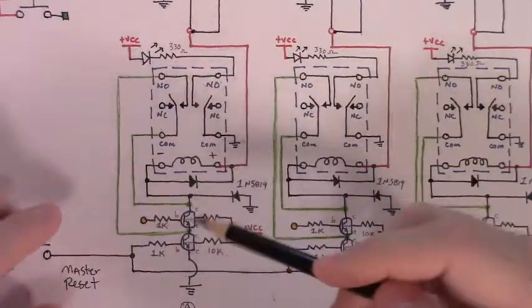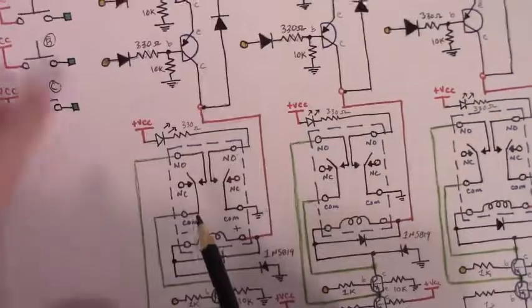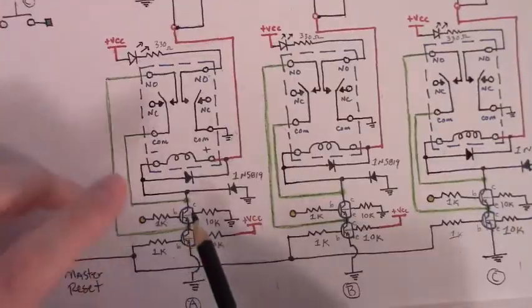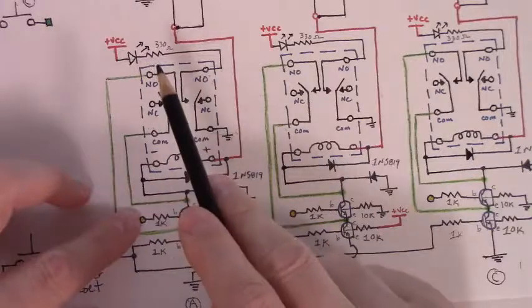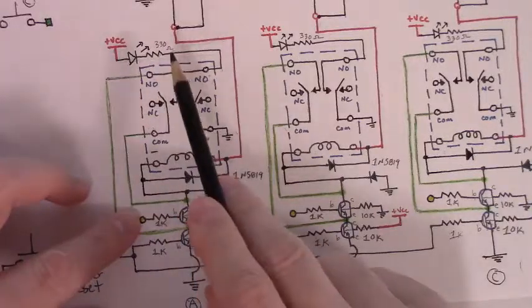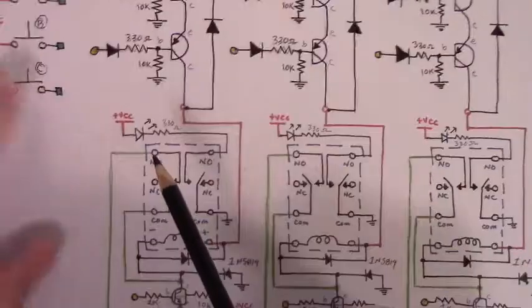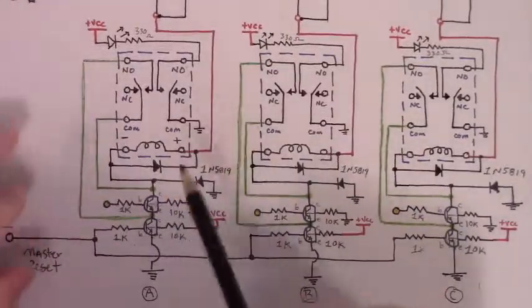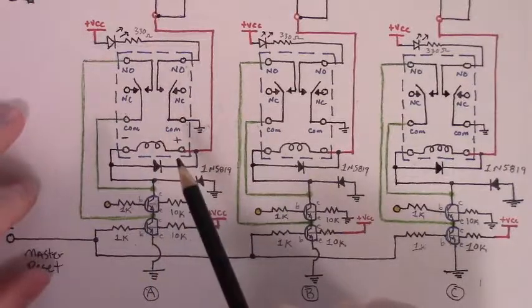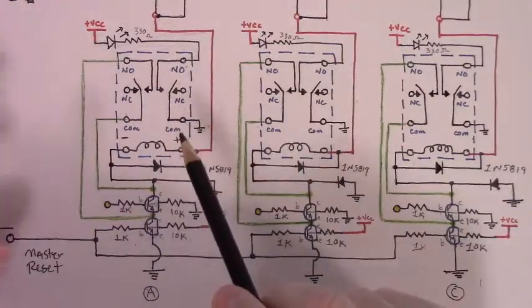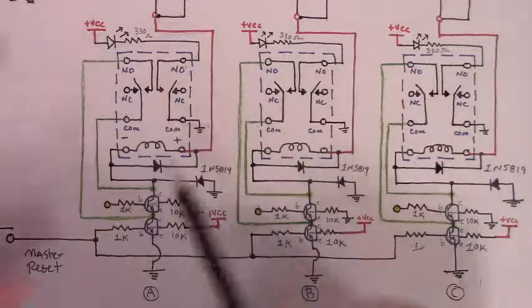But we want to be able to push one of these momentary buttons up here and latch on that load, turn on that LED, and have that LED stay on until we push the master reset line or another one of these momentary buttons. In order to do that, we need to convert this relay circuit, or what we have built up until this point, into a latching relay circuit.